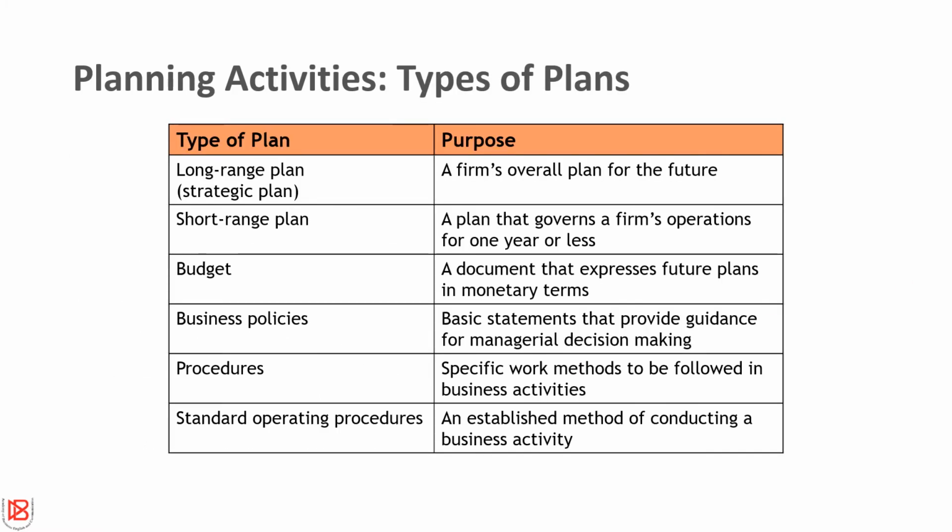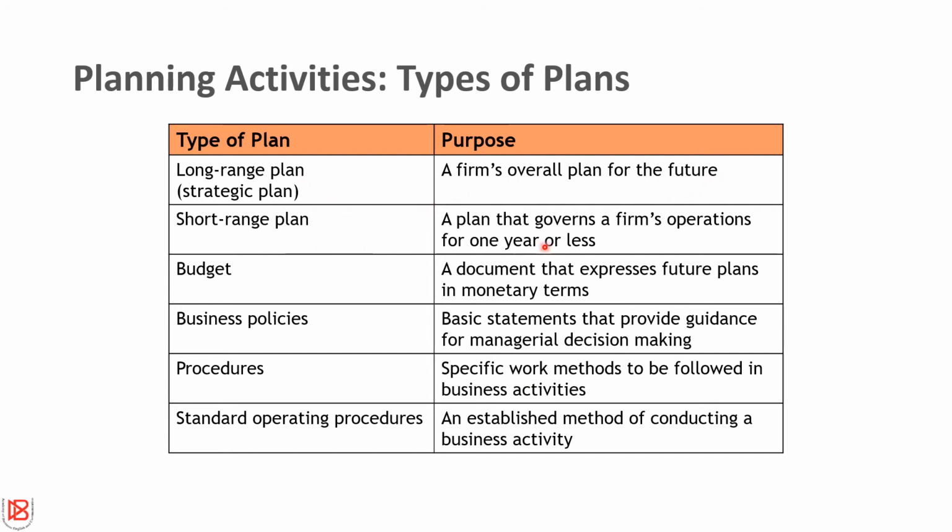Planning activities: the types of plan. We have the short range plan, budget plan, business policies, procedures, and standard operating procedures. This is what we are looking at. A firm's overall plan for the future is a long range plan.